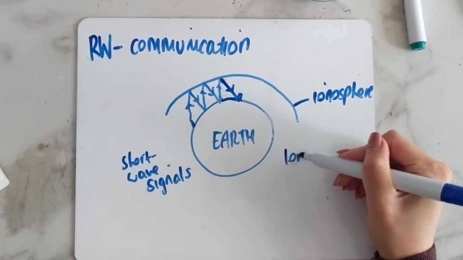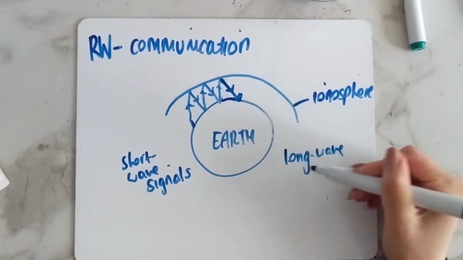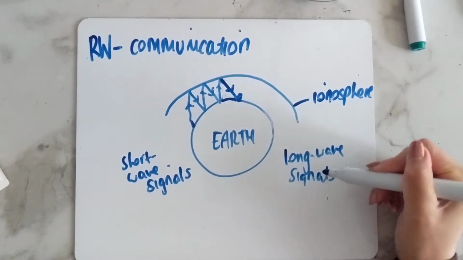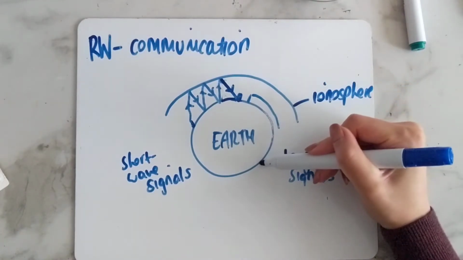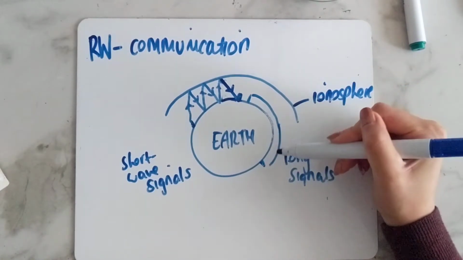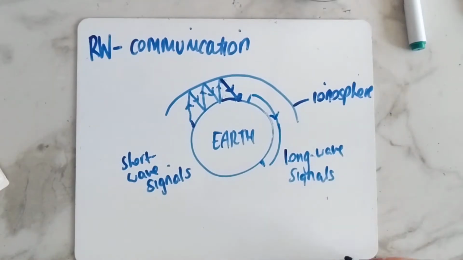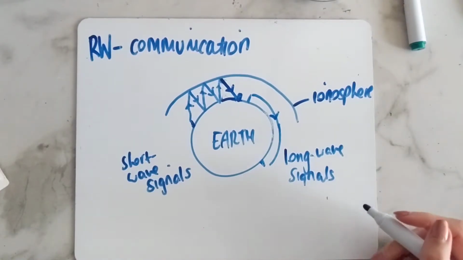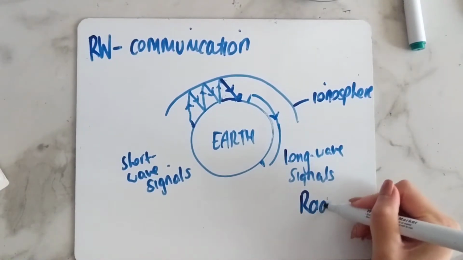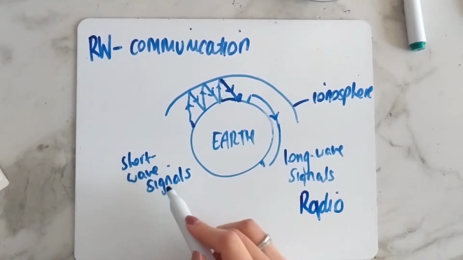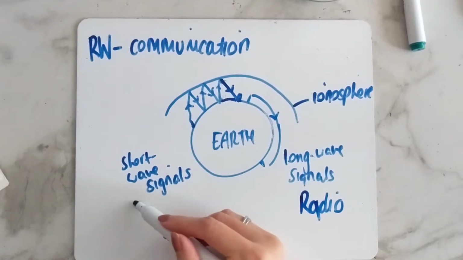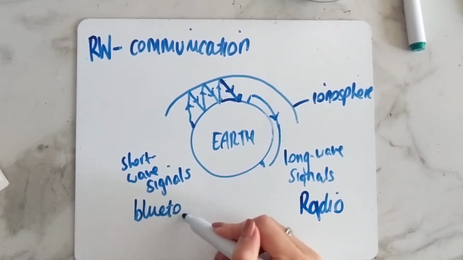Whereas long wave signals can bend around the earth. So from this point, let's say they want to get here, they can bend around the earth, so they don't need to reflect off the ionosphere. Now an example of long wave signals is radio. So when you're listening to the radio, those waves can bend around the earth. Whereas shortwave signals, we're talking about something like Bluetooth.